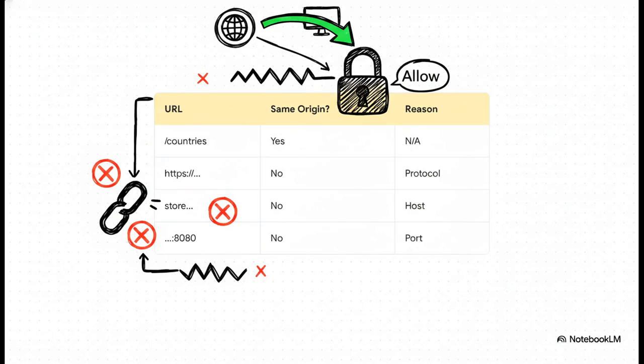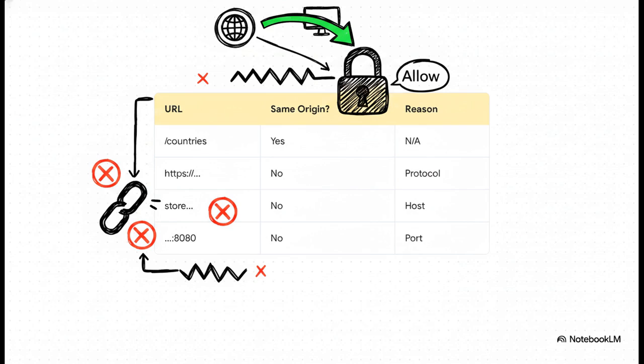Let's break it down. An origin is defined by three specific things: the protocol, the host, and the port. If we start with a standard HTTP example.com web address, adding a folder path to the end of it is totally fine. That's still the same origin. But if we change the protocol to HTTPS, blocked.